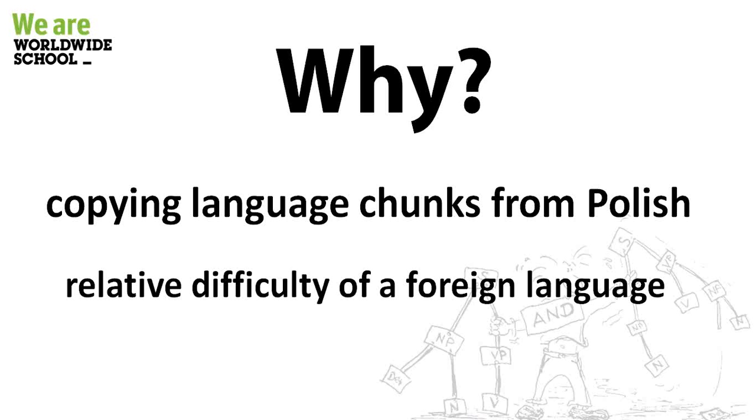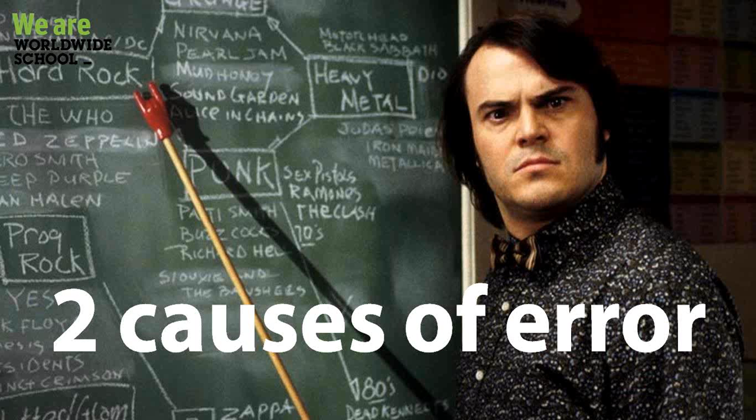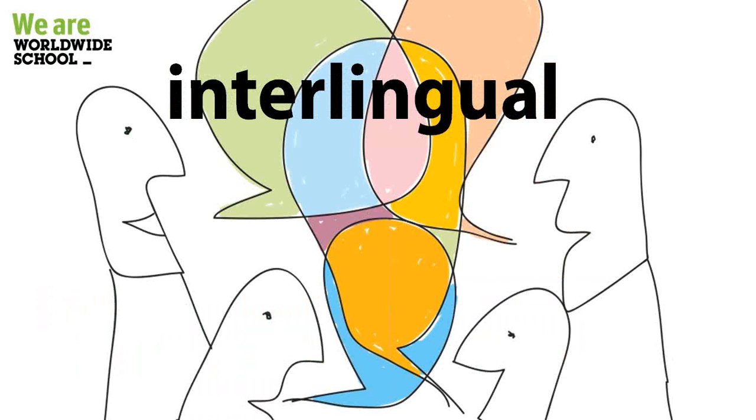Okay, so now that we have looked at different types of errors, we're going to take a look at two causes of errors. And the first cause of errors is the so-called interlingual error. Now again, the question is to you. What do you think this might mean? Interlingual error. This is kind of connected to the examples we have been looking at. So how about guessing? What type of error might this be?